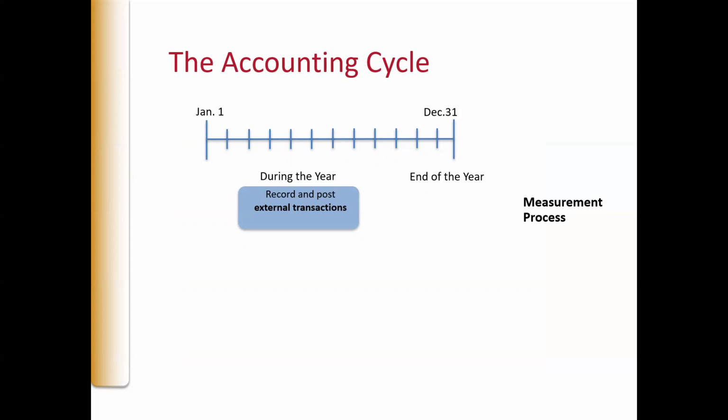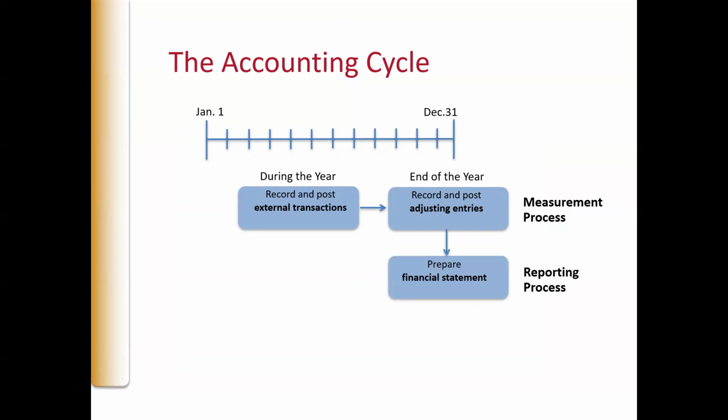From January 1st through December 31st, which is the fiscal year, or the calendar year too. During the year, we record all these external transactions that have occurred with the company. Then at the end of the year is when we're going to record and post adjusting journal entries. That's what we're talking about. After we then record these adjusting journal entries, it's then we're going to prepare financial statements. And then we will record and post what we call closing entries.